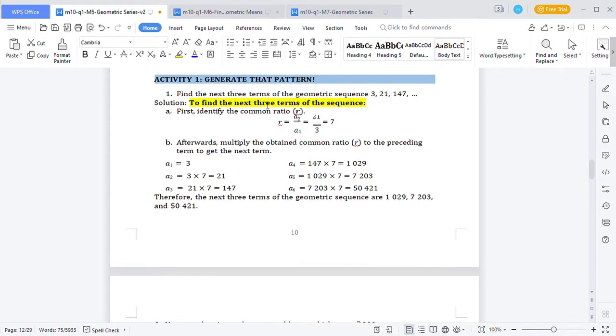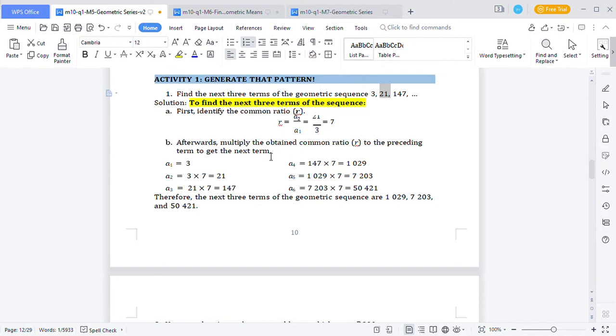Okay, so find the next three terms of the geometric sequence 3, 21, 147. Solution: to find the next three terms of the sequence, first we have to identify the common ratio. All you have to do is divide 21 by 3, and your answer is 7. And then 147 divided by 21, your answer is still 7. So that is why your common ratio is 7.